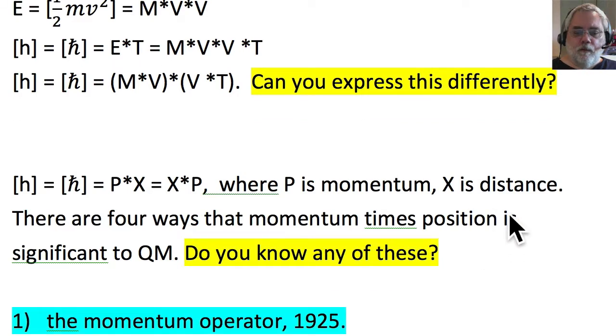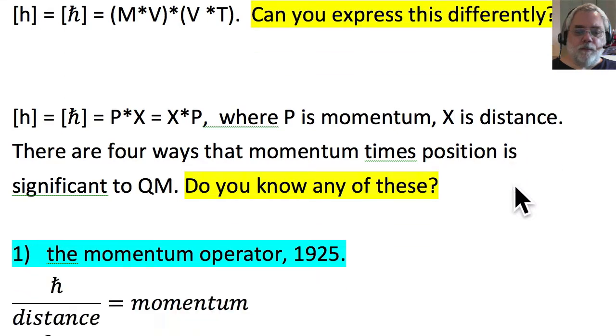So there's four ways, and the first one that we're going to look at is we're going to try to develop a momentum operator consistent with the Schrodinger equation. H bar, we see, has units of momentum times distance. So if we could divide that by distance, we would end up with momentum. So that's a start toward getting a momentum operator.